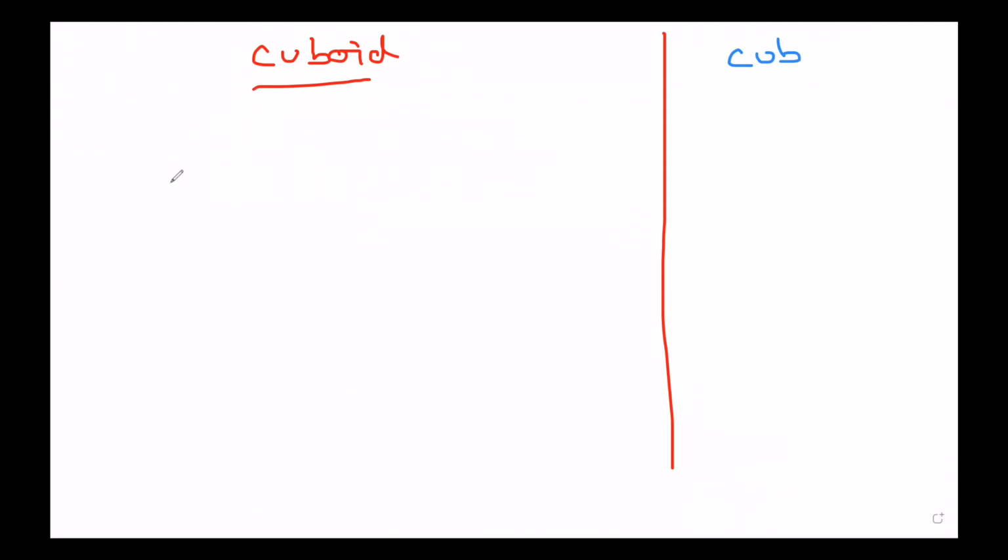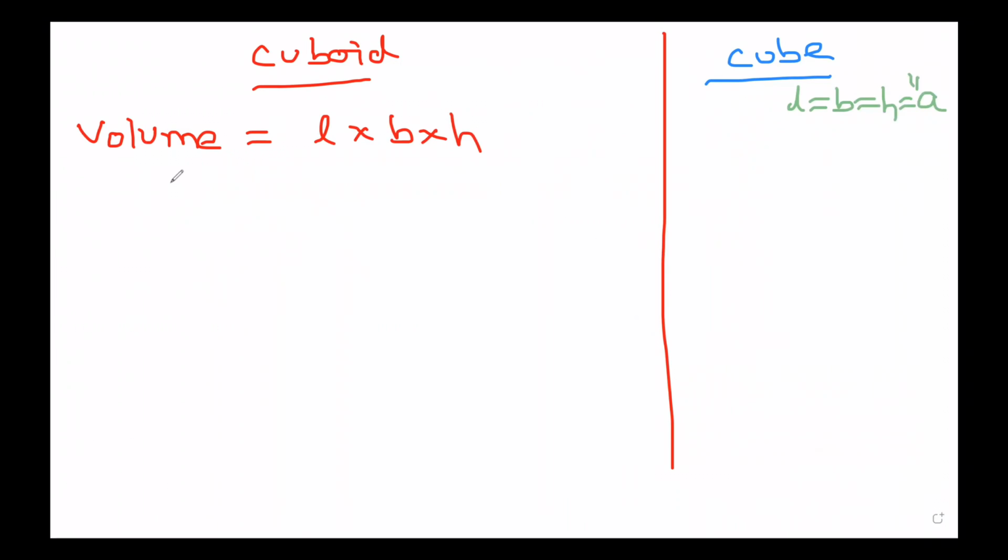Cube. We have first written the volume as L into B into H, and for cube we have L equals B equals H, and we call that A. Then the volume will be A cube.